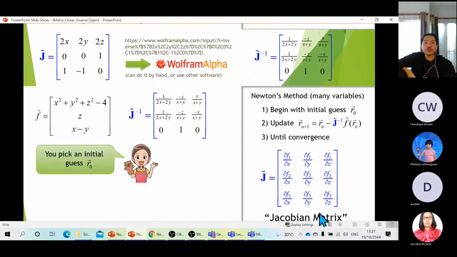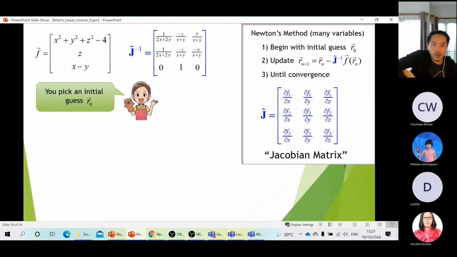So let's proceed to the iteration. Now we have all the ingredients. Let's pick an initial guess, R0. Remember, we have 3 unknowns, x, y, and z, and we group them into a nice vector. Let's pick a simple one, 1, 1, 1. Once we know the initial guess vector, we simply compute the f.